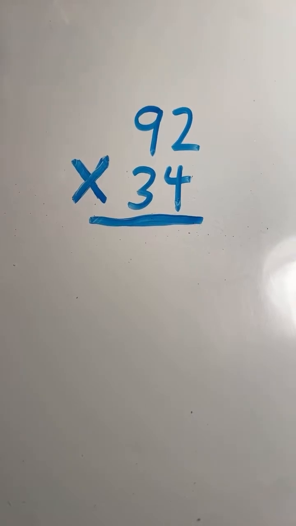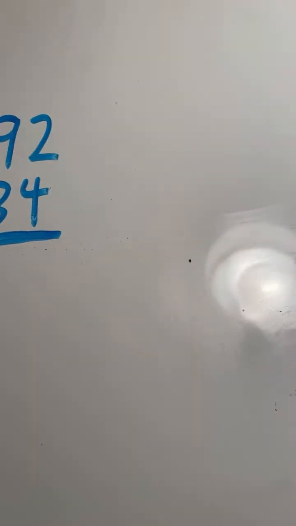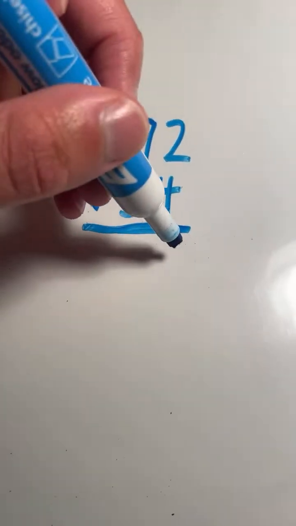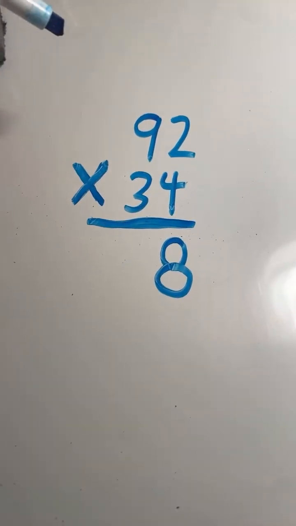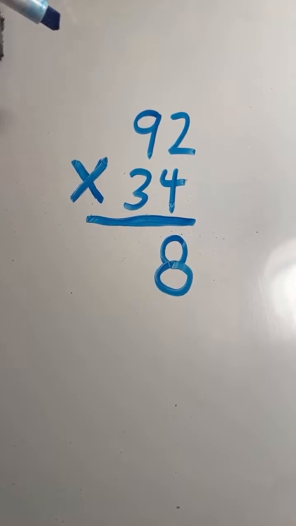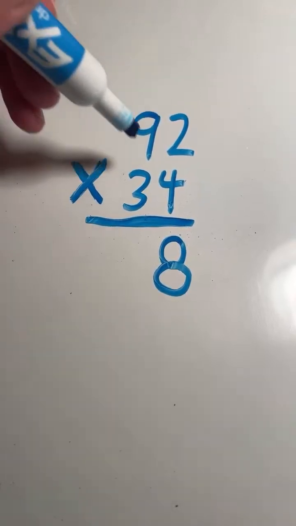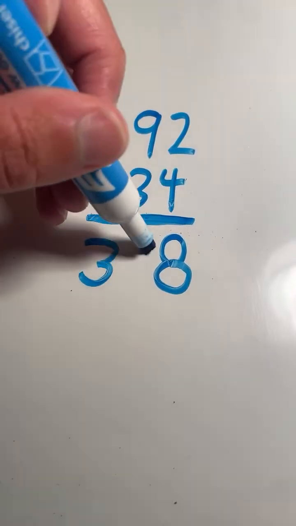92 times 34. So we are going to start in the ones place. 2 times 4 equals 8. And we do not need to regroup because our product is less than 10. We only regroup when our product is 10 or more. 9 times 4 equals 36.